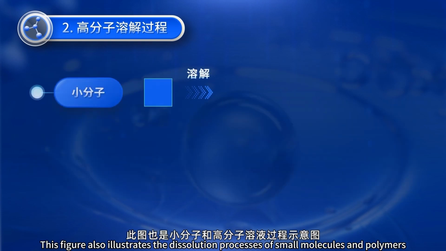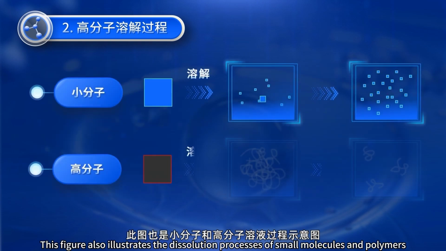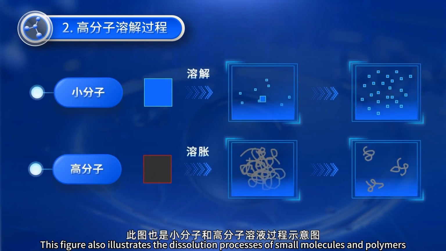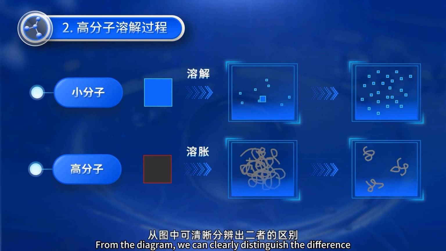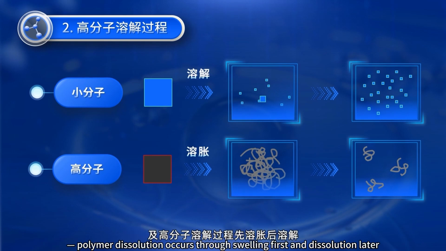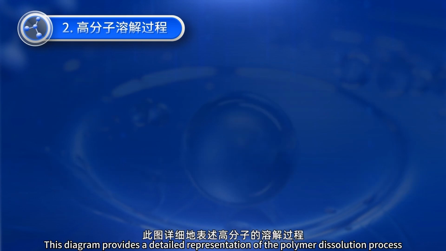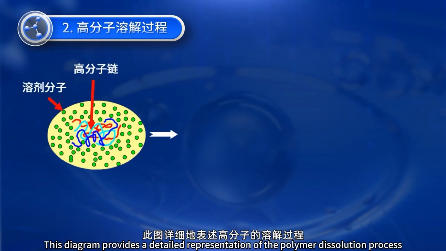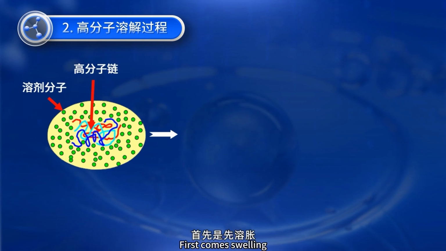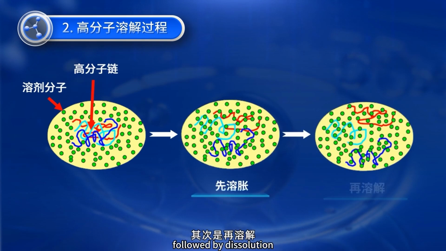This figure also illustrates the dissolution processes of small molecules and polymers. From the diagram, we can clearly distinguish the difference. Polymer dissolution occurs through swelling first and dissolution later. This diagram provides a detailed representation of the polymer dissolution process. First comes swelling, followed by dissolution.